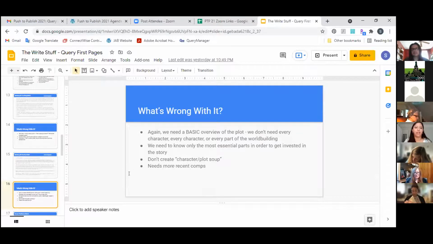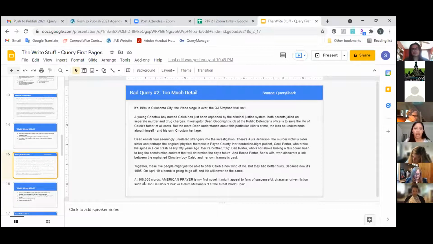And one thing about this guy, he needed a more recent comp. Don DeLillo, I believe these two titles he mentioned were published in the late 90s. And even though this query from Query Shark was, I believe, from 2005 or 2007, again, he needs to show off titles that were from the last two to three years of his time.